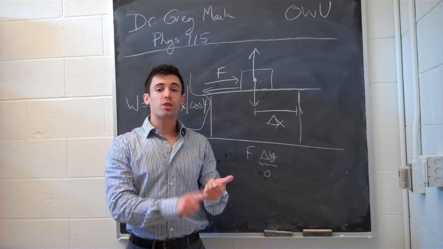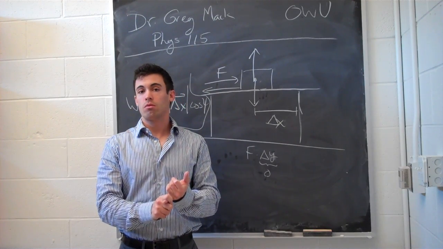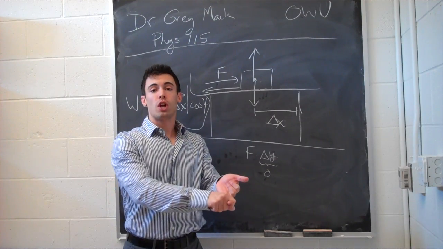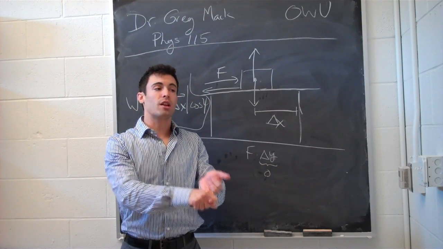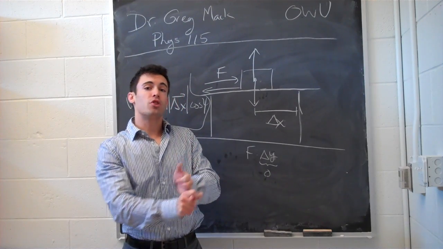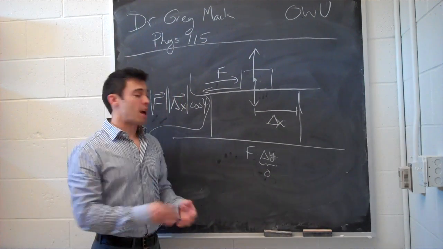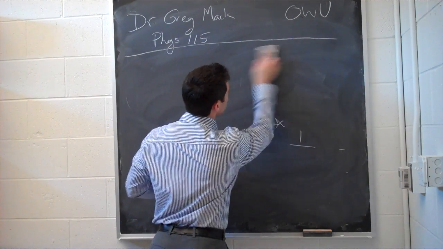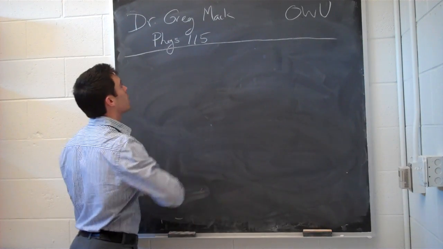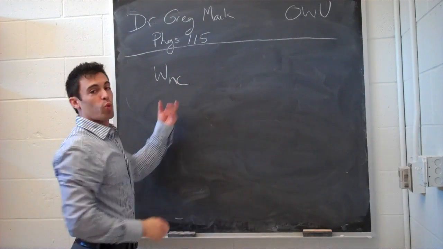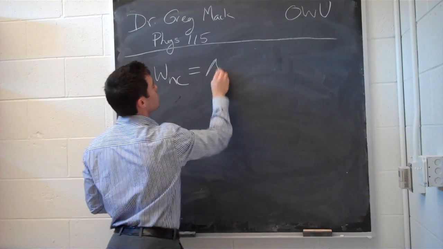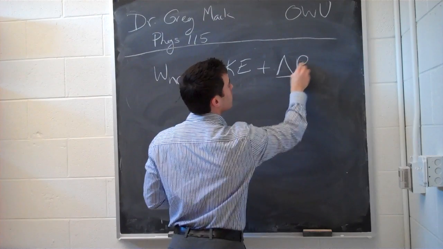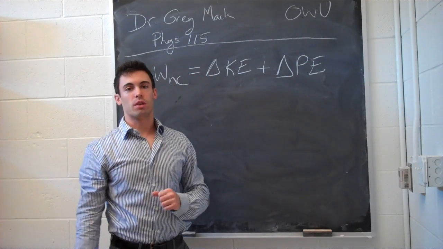So, forces cause changes in behavior. Work is a way to talk about the amount of energy that goes into changing the behavior, and therefore the amount of energy the object gets, or the energy the object loses. And we write that down mathematically by saying that any work done by non-conservative forces is equal to an object's change in kinetic energy and its change in potential energy.